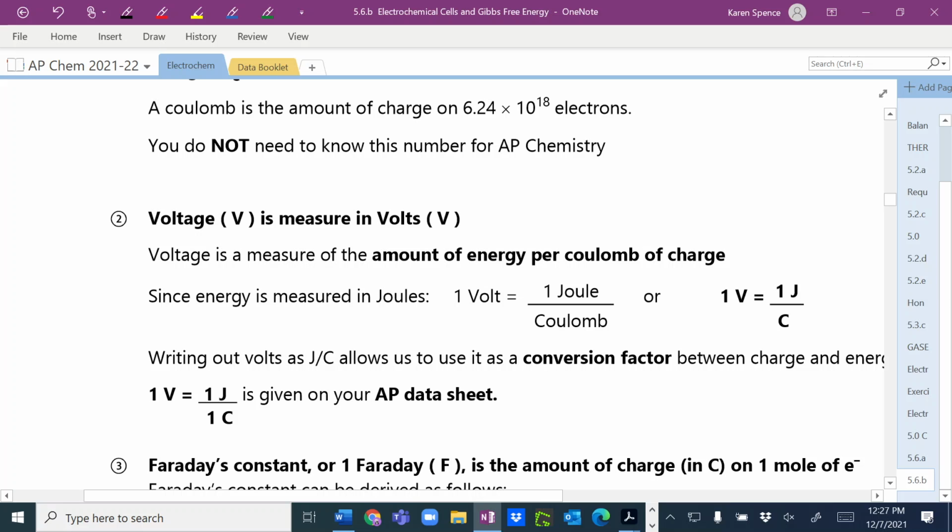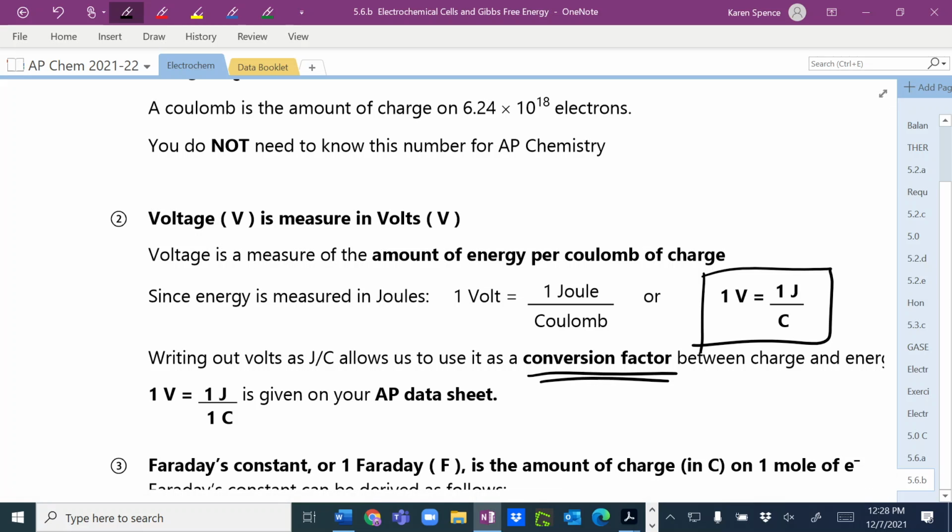Okay? What is a volt? A volt is the amount of energy per Coulomb of charge. So how much energy is held in a Coulomb of electrons? Okay? So if there's 1 volt, it is 1 joule per Coulomb. And again, guess what this can be used as? A conversion factor. So you need to know that a volt is a joule per Coulomb.